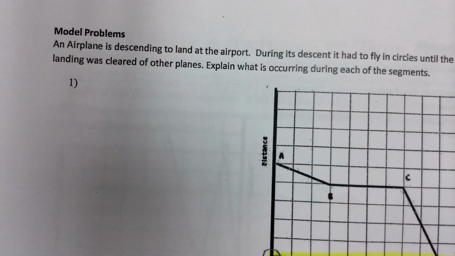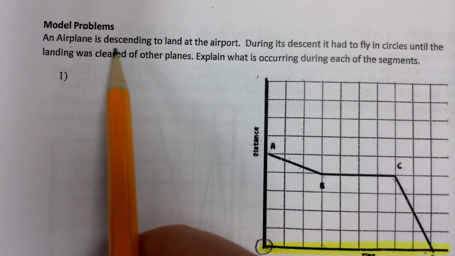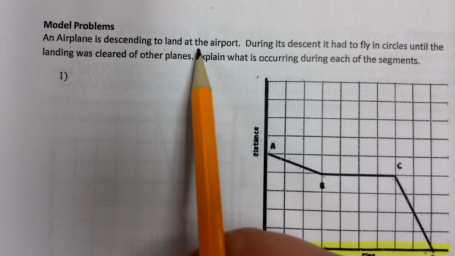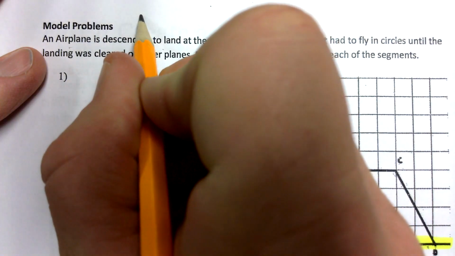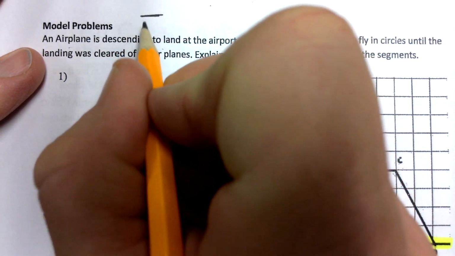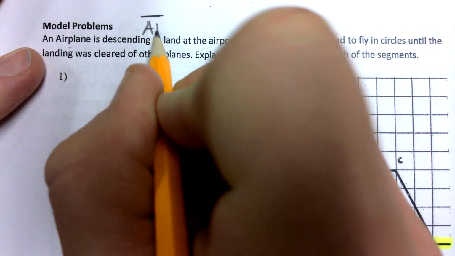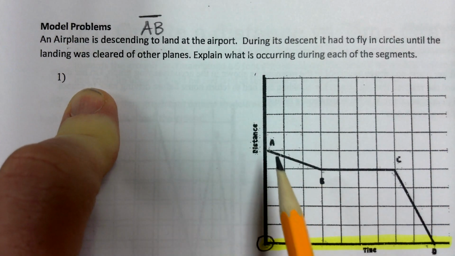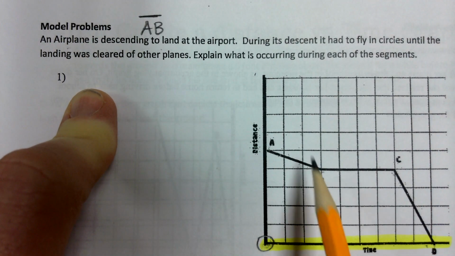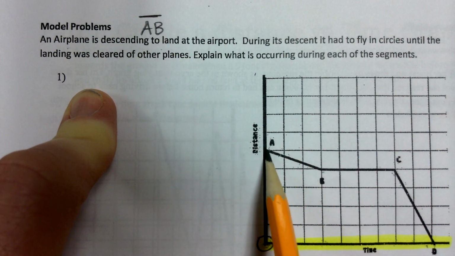So it says an airplane is descending to land at the airport. And the first thing I want you to do above that sentence is I want you to write a line like this, and I want you to write AB. Because this sentence right here explains what's happening from point A to point B, or line segment AB.